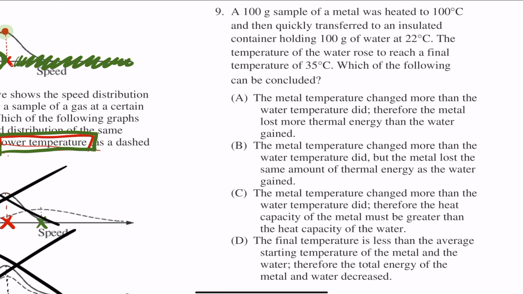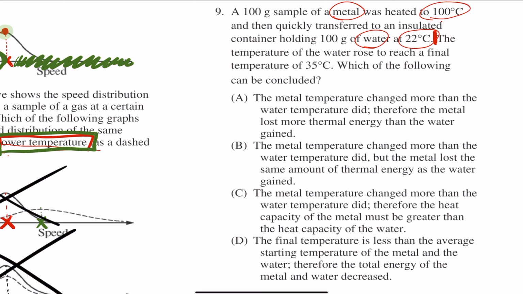Number 9, a 100-gram sample of a metal was heated to 100 degrees Celsius and then quickly transferred to an insulated container holding 100 grams of water at 22 degrees Celsius. So from here, you should already know that there's a heat transfer, right? So there's an energy transfer. This metal is at 100 degrees Celsius, water is at 22, so the metal is going to give off the heat and the water is going to absorb that heat.